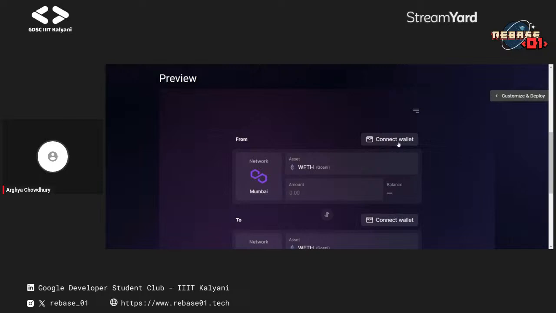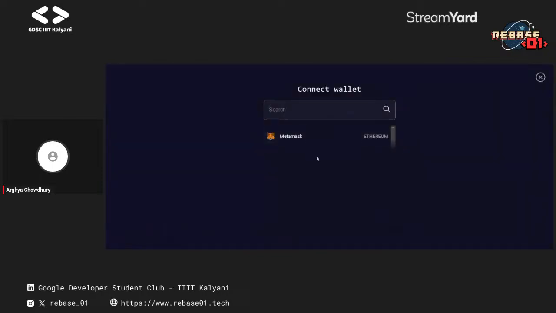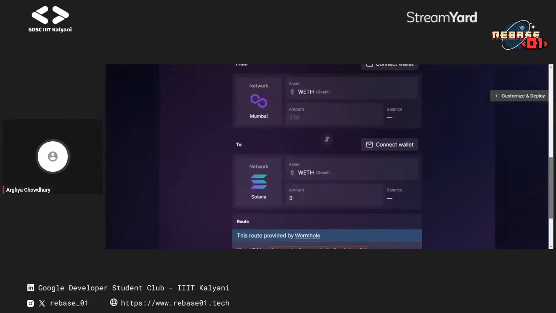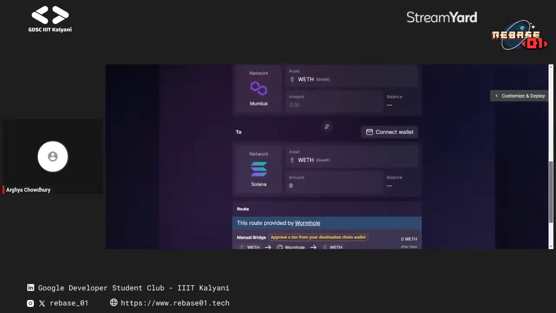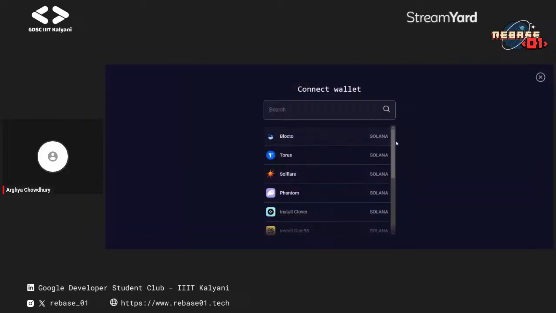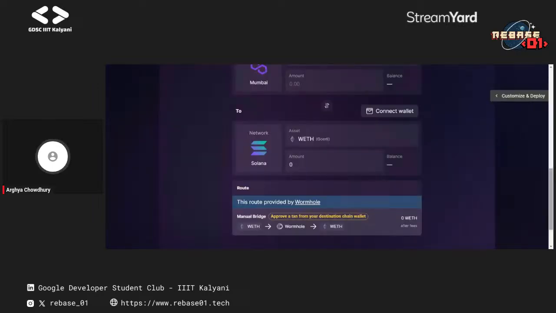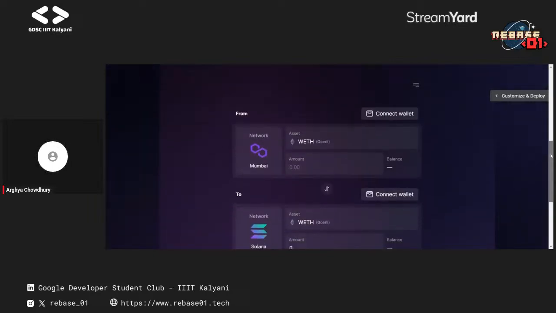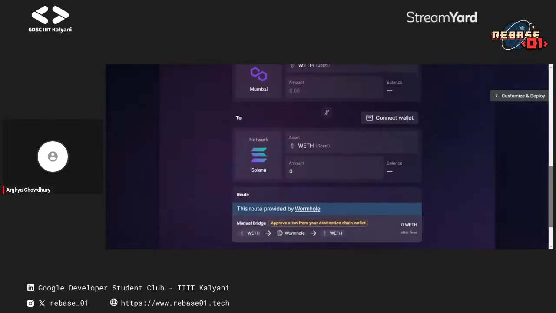Here you can even connect your wallet. For Ethereum, you can only choose MetaMask. This is only the testnet part, I guess, that is why they don't have that many options to choose from. But if you actually integrate it, you can even add stuff on your own. See all these wallets you can choose from for Solana. Just like that, you can also choose Wallet Connect and other native wallets on the Ethereum blockchain.